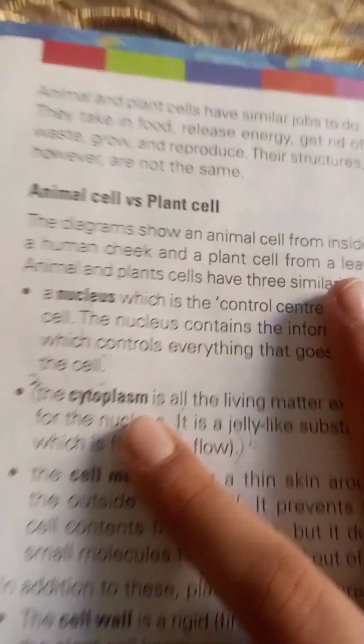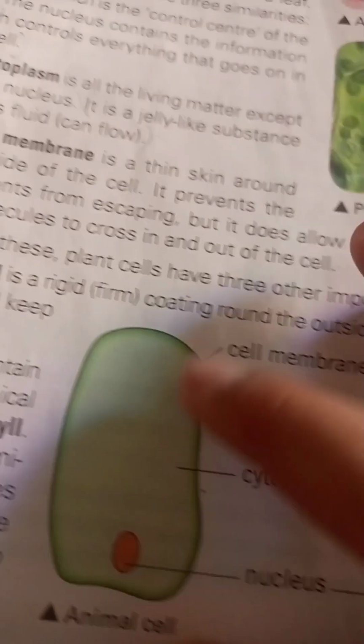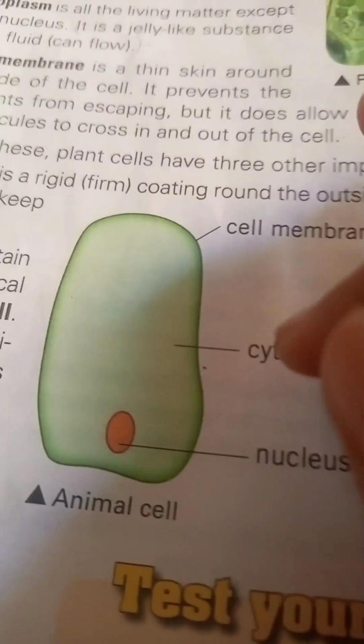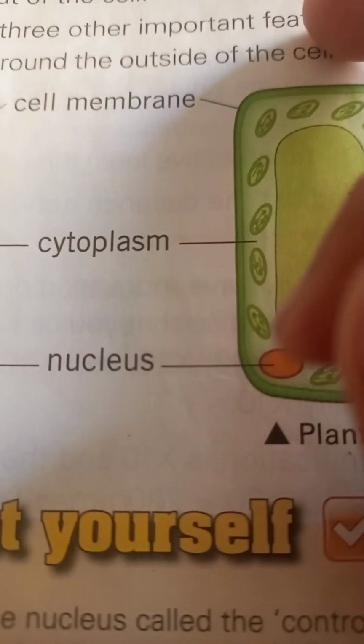Animal cell versus plant cell. What are the differences between animal cells and plant cells? Well, both have the same three things: nucleus, cytoplasm, and cell membrane. As you can see right here, this is an animal cell: cytoplasm, nucleus, and cell membrane. Plant cell: cell membrane, cytoplasm, and nucleus.